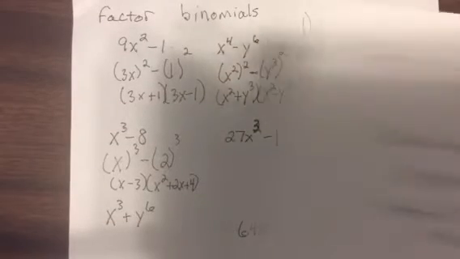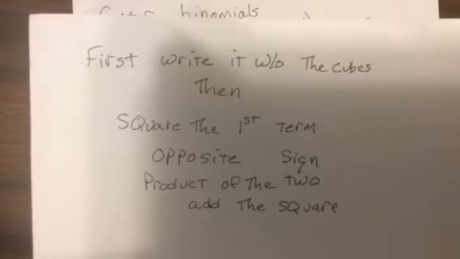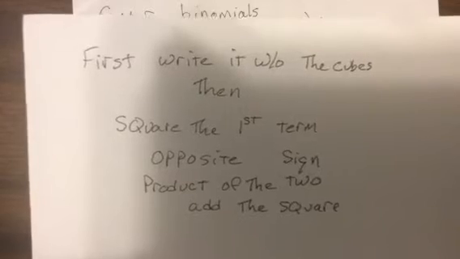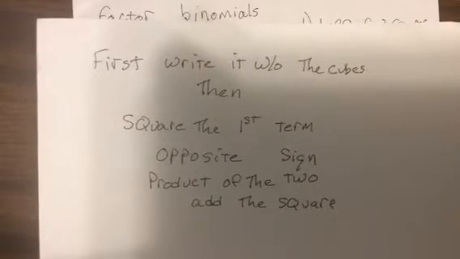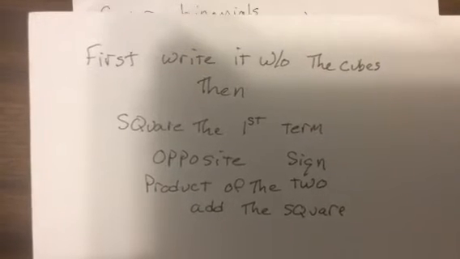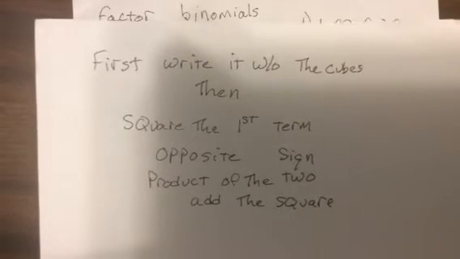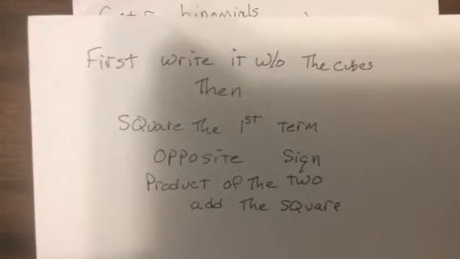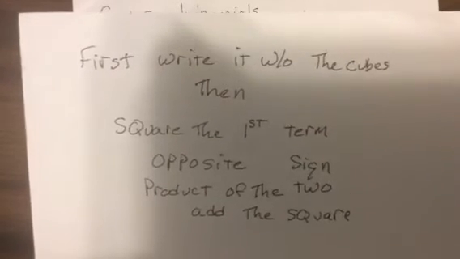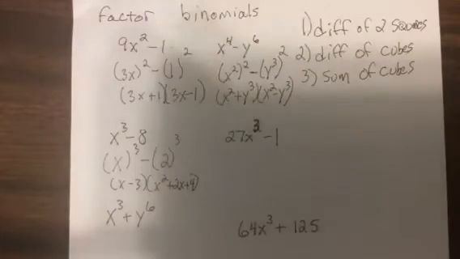One more time. You want to freeze it and write it down? Sure. First, write it without the cubes. Then, square the first term, opposite sign, product of the two, add the square. Say it with me just once. If someone's right around you, say it softly, but if you're by yourself, let it roar. First, write it without the cubes. Then, square the first term, opposite sign, product of the two, add the square.